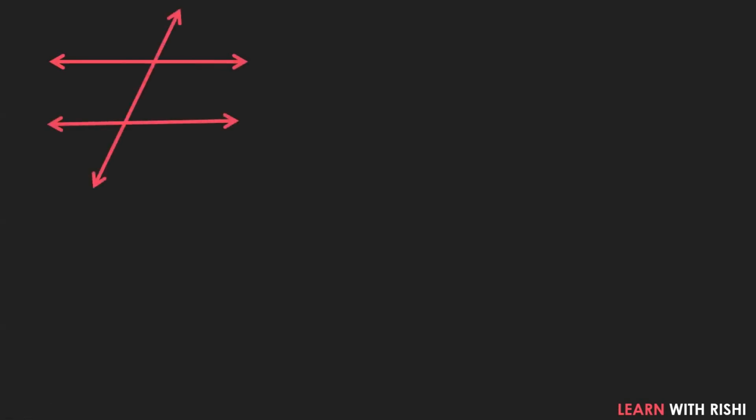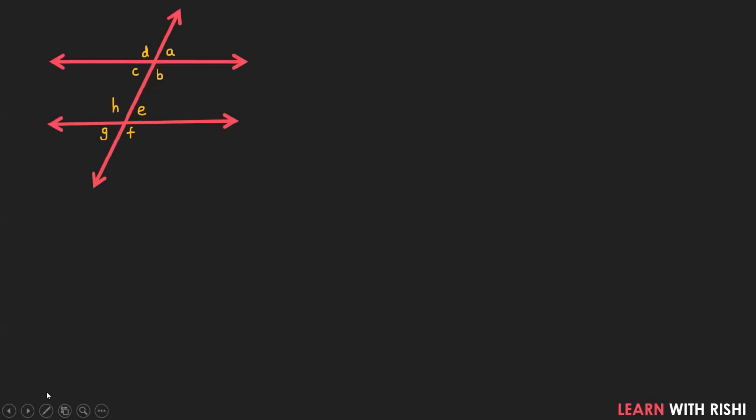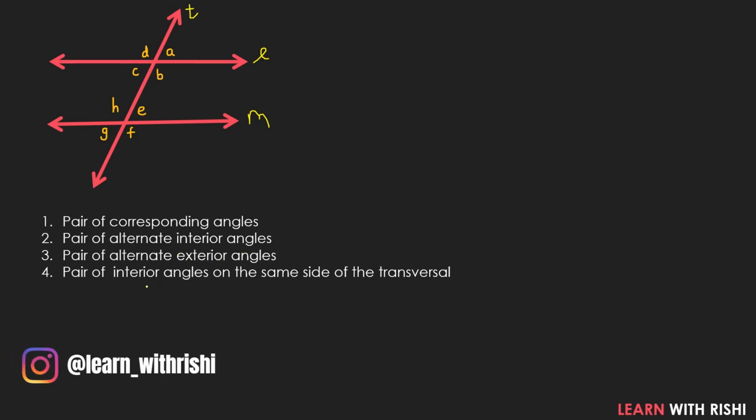Now, let us see one example here. So these are our lines and this is a transversal. Let us name the lines as line L and line M. So this is my line L, this is line M, and this is transversal P. Now here we have to name the pair of corresponding angles, alternate interior angles, alternate exterior angles, and interior angles on same side of transversal.